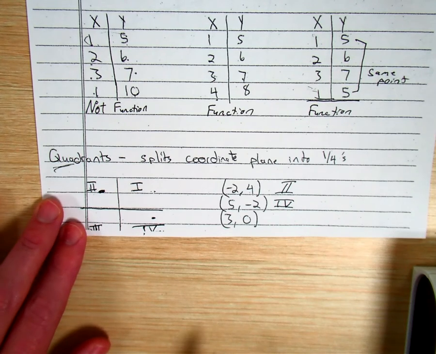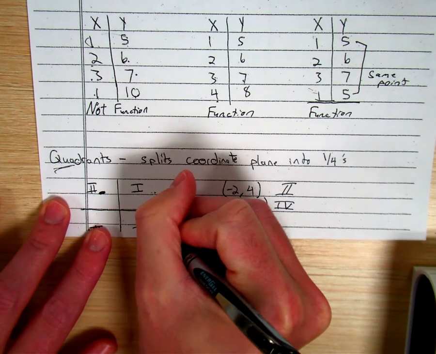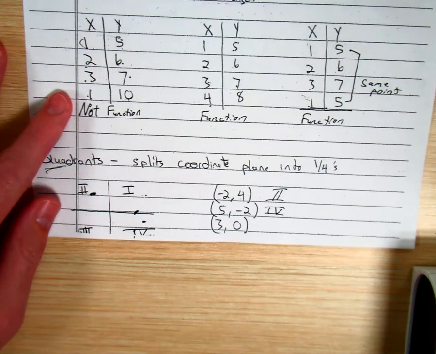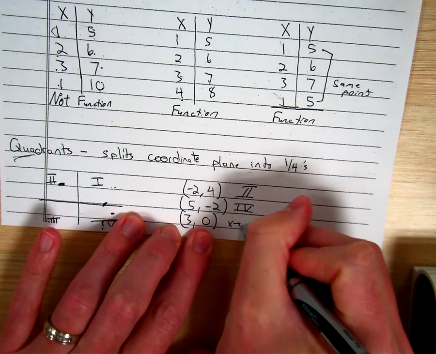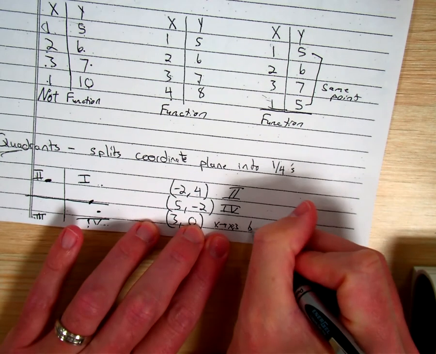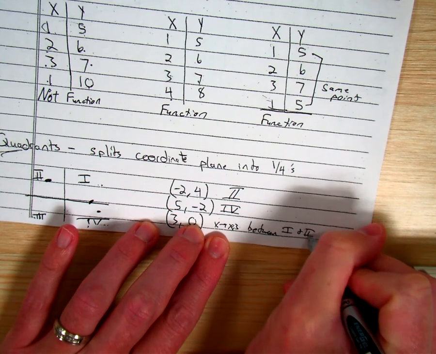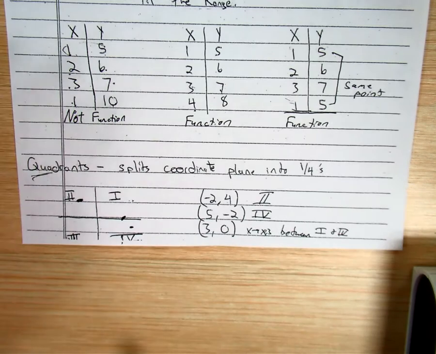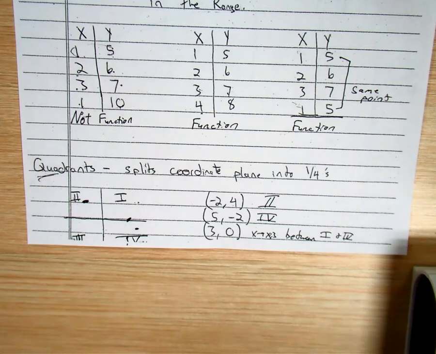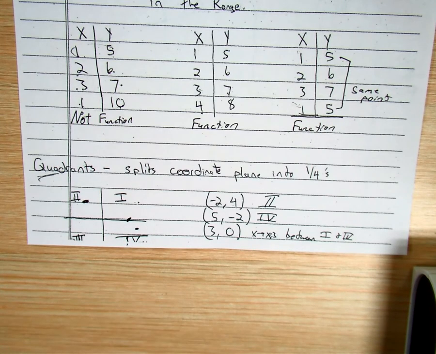Okay, 3, 0. All right, it's on the line, so let's be descriptive about that. It's on the x-axis between quadrants 1 and 4. Okay, so if you get one that's on the line, go ahead and tell me what line it's on. It's on the x-axis between 1 and 4. So be descriptive with that if it's on the line, if it's not in one of the quadrants. Okay?